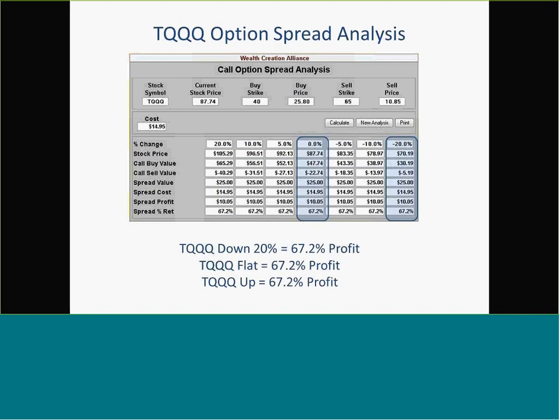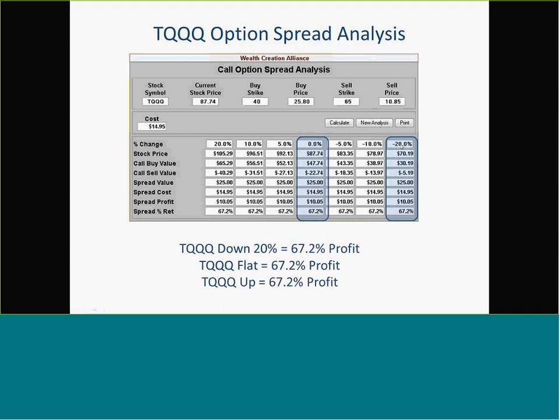It increased the profit potential of my existing option purchase, of the 40 strike option purchase, and at the same time provided downside protection. So what I did is I plugged in: bought the 40 strike call at $25.80, sold the 65 strike call at $10.85. So that created a debit spread, and I plugged those into the call option spread analysis, and this will calculate the profit potential for this trade, assuming various price changes in the triple Qs. In this example, from a 20% increase in price to a 20% decrease in price.